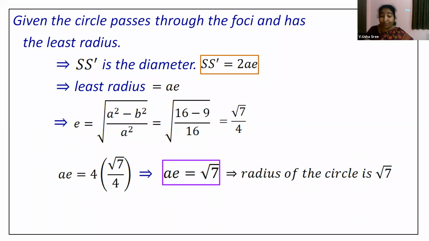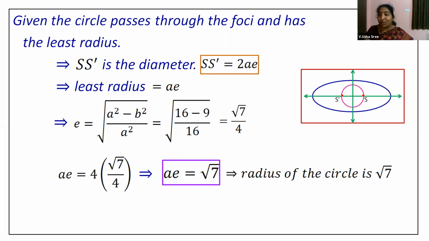Now, I want you to observe something over here. What is the value of B, children? We got it as 3. What is root 7? Is it more than 3 or less than 3? Root 9 is 3. Then it means root 7 should be less than 3. That means the circle we are discussing over here will have a radius less than the value of B. That means we can conclude that the circle is inside the ellipse.